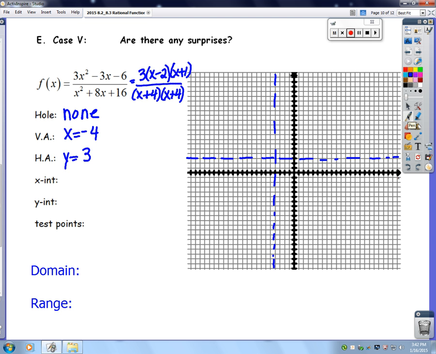Okay, x-intercepts, zeros in the numerator. So we got 2 factors, so we're going to have 2 zeros. So 2, 0, and -1, 0. All right, y-intercept. Let's plug zeros in for all my x's. So that leaves me with -6/16, divide by 2, so -3/8.